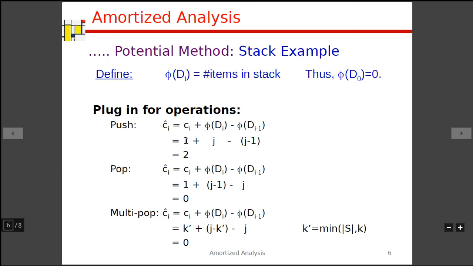The cost of the operation is 1. That means the cost for push is 1. And it is going to identify phi of Di minus phi of Di minus 1. That means whenever we push, it is going to take the j transaction minus the j minus 1 transaction, because whenever we push something on the stack, we push it onto the top of the stack. So the j transaction has potential 2 and j minus 1 has potential 1. So 2 minus 1 is 1. And this 1 plus 1 gives the amortized cost as 2.